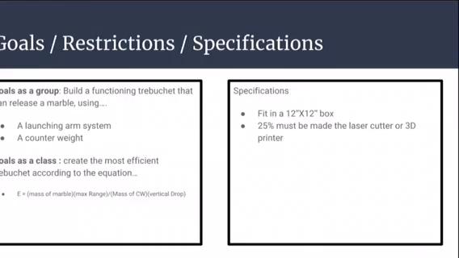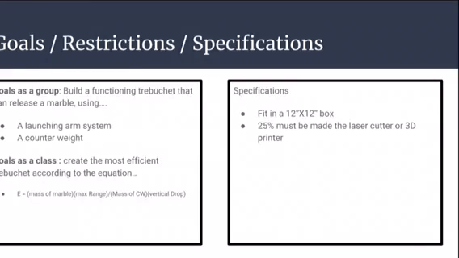The goals, restrictions, and specifications. The goal as a group was to build a functioning trebuchet that can release a marble using a launching arm system and a counterweight. The goal as a class was to create the most efficient trebuchet according to the equation E for efficiency, so E equals the mass of marble times the max range divided by the mass of counterweight times the vertical drop.